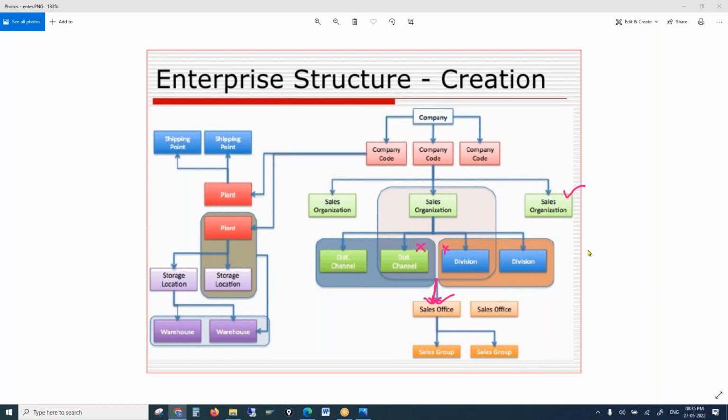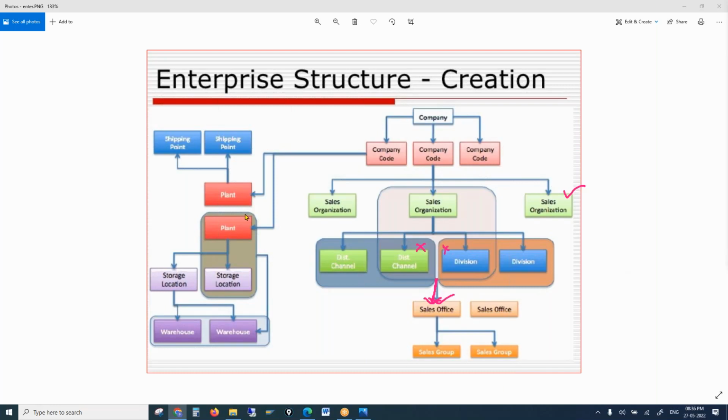So coming to the SD, this is the structure. We have sales organization, then distribution channel, division, sales office, that we put together as a sales area, and then we have sales group. This is related to the sales.